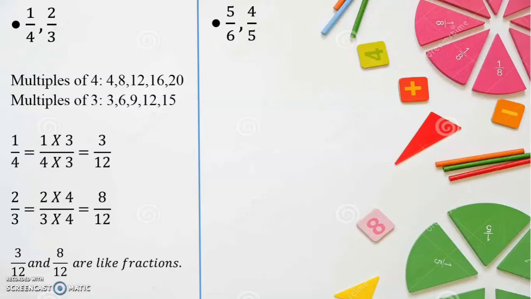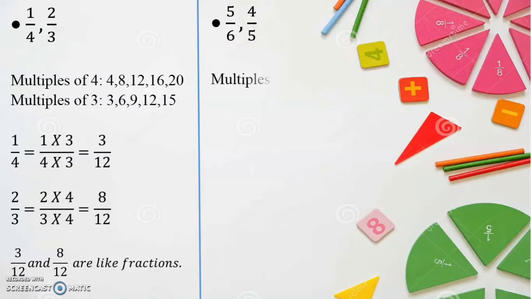5 upon 6 and 4 upon 5. We have denominators as 6 and 5, which we have to convert into like fractions. To convert into like fractions, we have to make the denominators same. So to make the denominators same, we have to check what are the multiples of 6 and what are the multiples of 5. That means we need to check what are the tables of 6 and 5 which will be having the same common multiples.